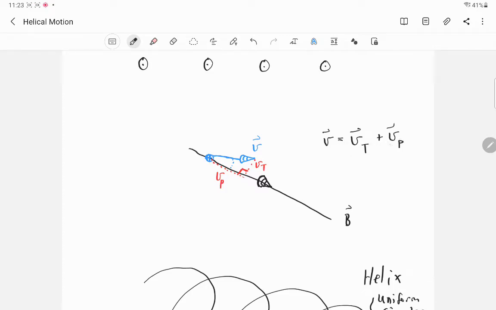This is just something you can always do. Sometimes it's useful, sometimes it's not necessarily useful, but in the case of this problem, or this exploration of a physical phenomenon, it is useful to split a particular vector up into the transverse component and the parallel component.